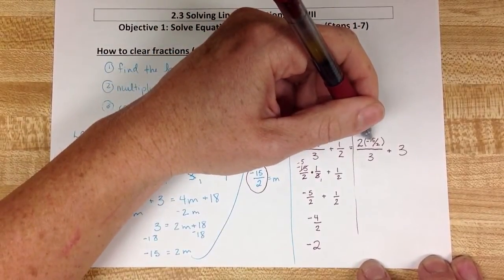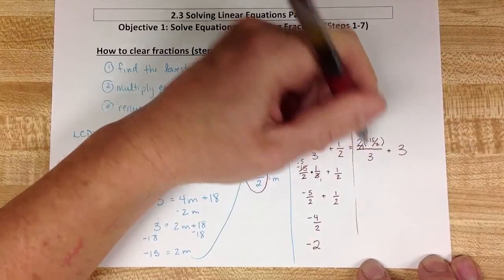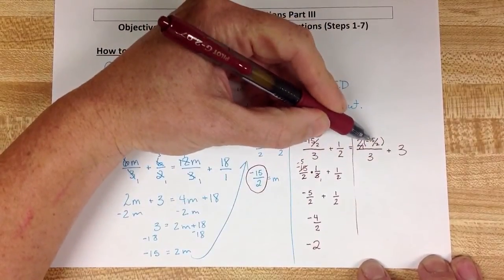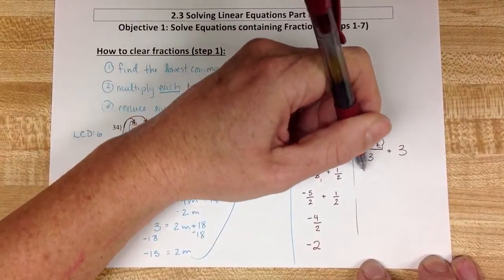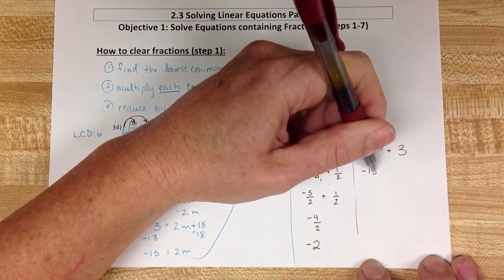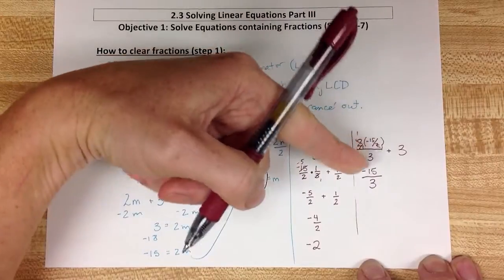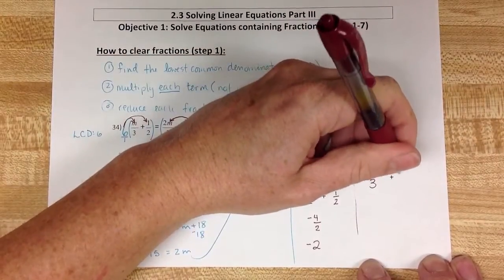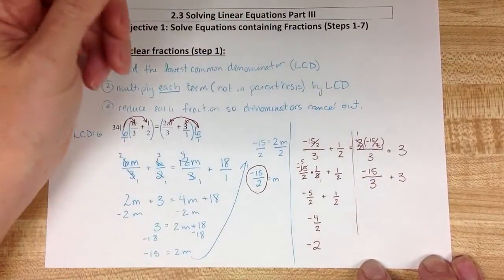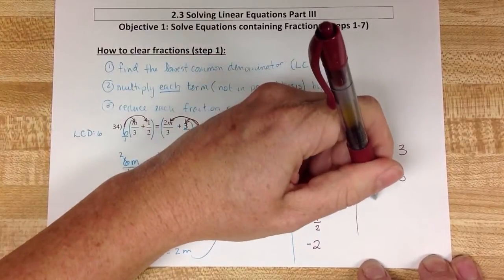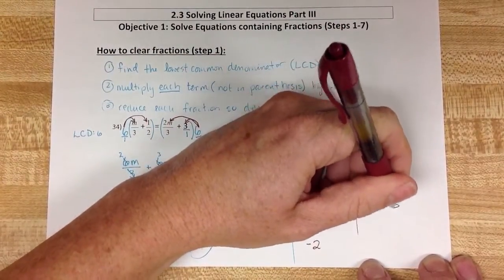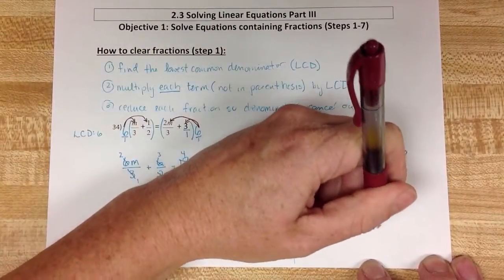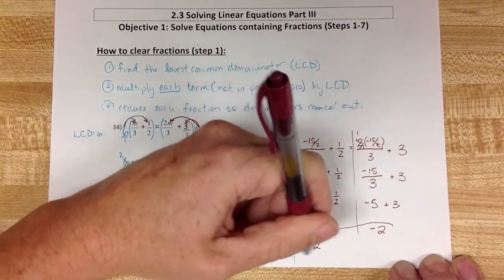2 times a -15/2 is really 2/1 times -15/2. So the 2's are going to cancel out, leaving me with just a -15 over this 3, plus another 3. I can reduce 15 over 3 to 5. The negative is going to stay with us. And when I add 3 to -5, I get -2.